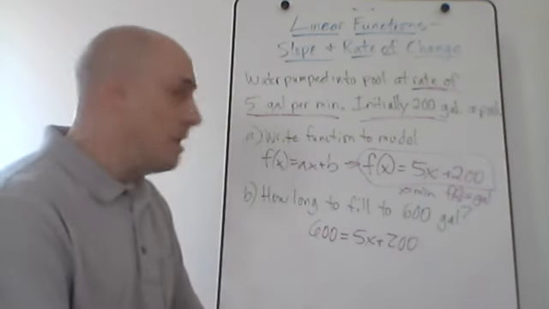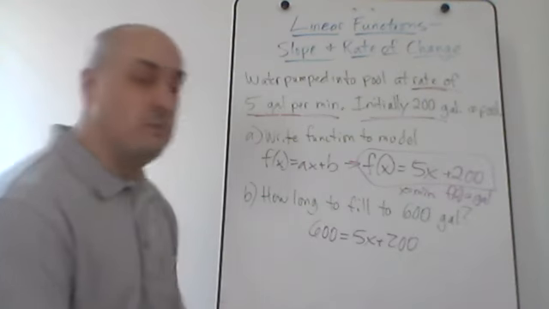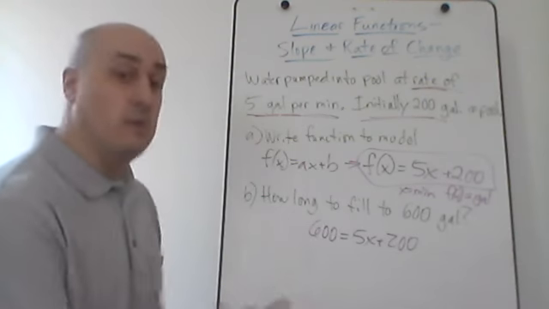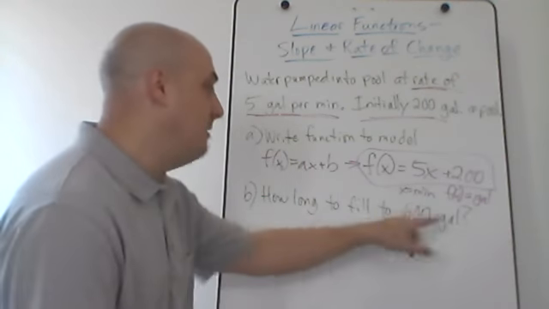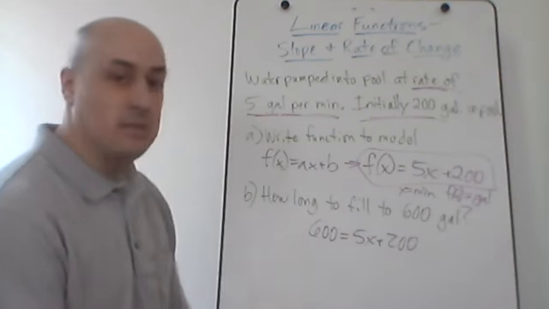Again, read the word problems carefully. Make sure you put that number in the right spot. It's important to know what your variables represent, what the units are, so you don't put it in the wrong spot. If f of x is gallons and this is gallons, that 600 goes where the f of x is. Don't plug in 600 gallons for a number of minutes.